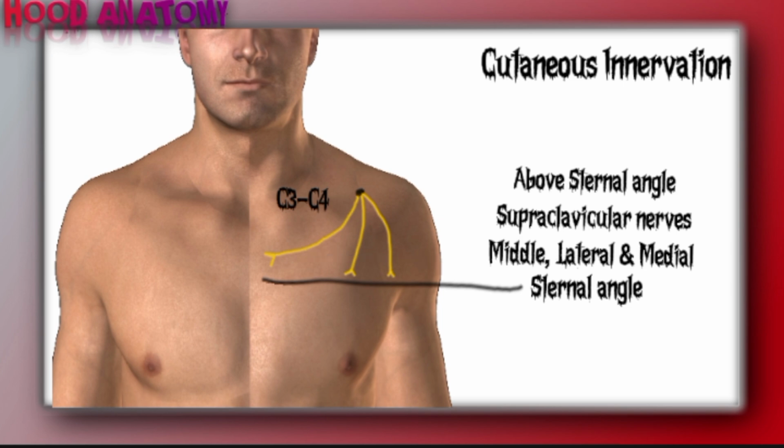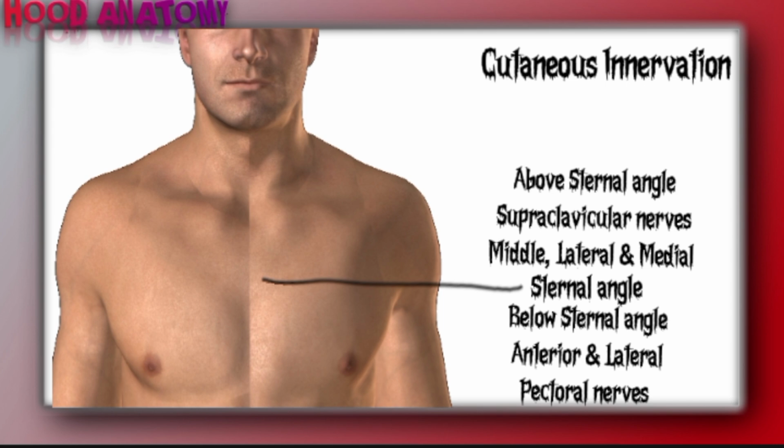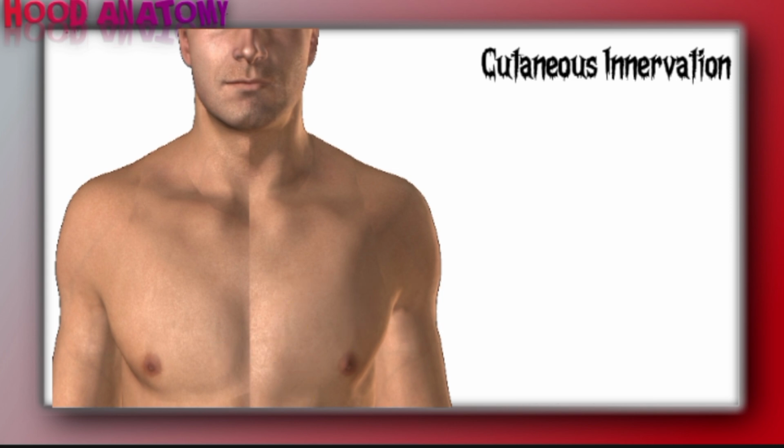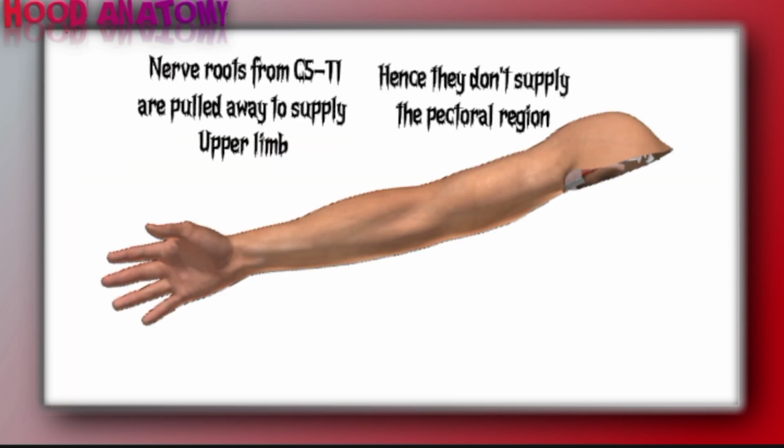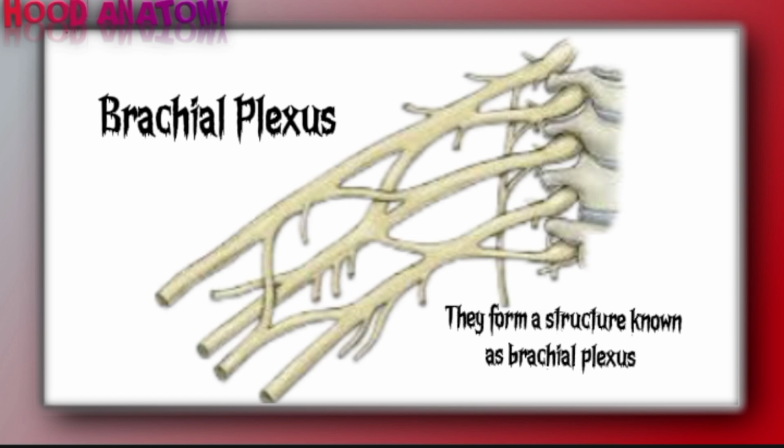Then below the sternal angle, we get nerve supply from T2 to T6. From T2 to T6, the nerves supply this region in the form of anterior and lateral cutaneous branches. Now, the reason why we do not get C5 up to T1 in this place is because they go on a small excursion to supply the upper limb, forming what we call the brachial plexus.